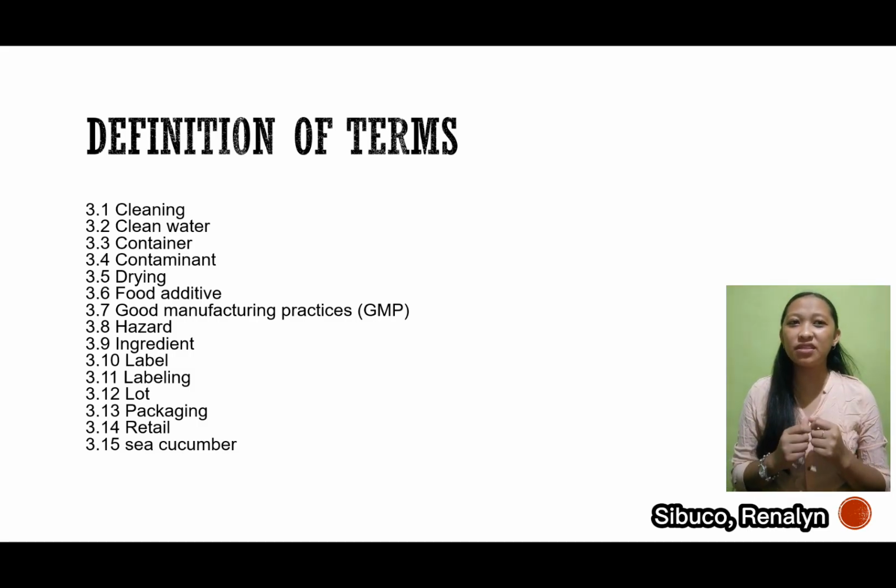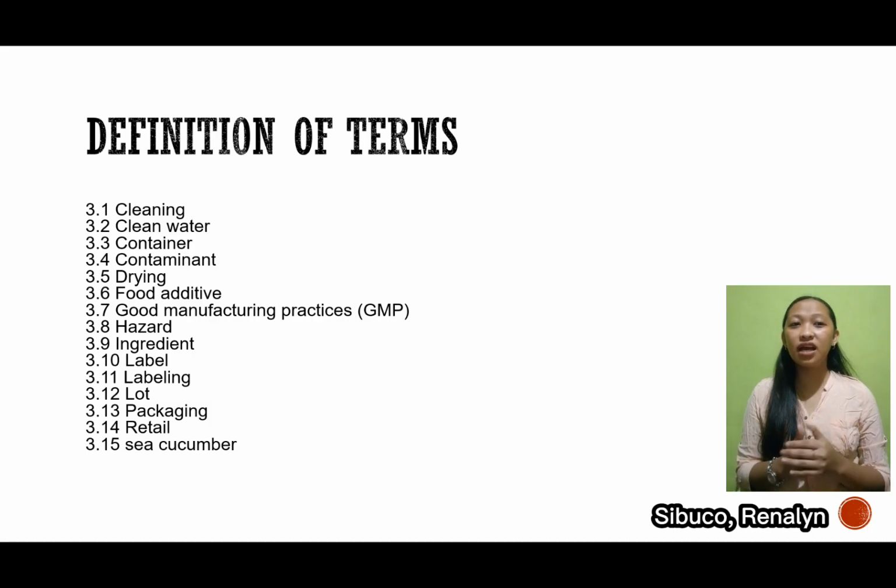Good manufacturing practices or GMP, hazard, ingredient, labeling, lot. For good manufacturing practices, a quality assurance system aimed at ensuring that products are consistently manufactured, packed, repacked, or held to a quality appropriate for the intended use. It is thus concerned with both manufacturing and quality control procedures.